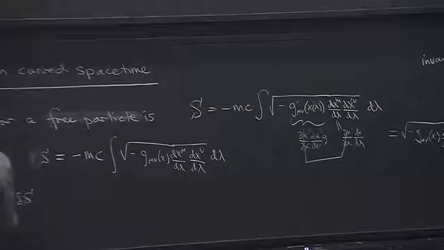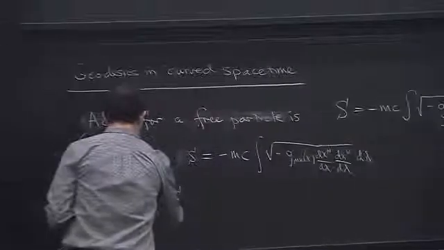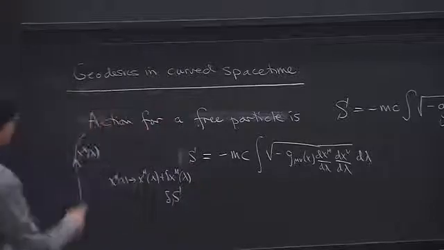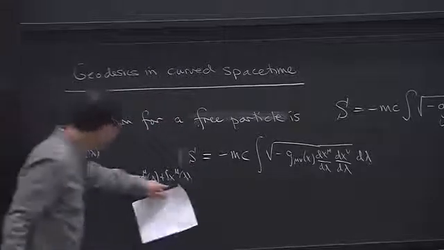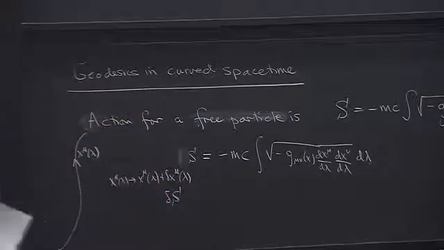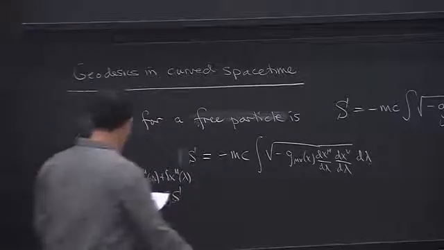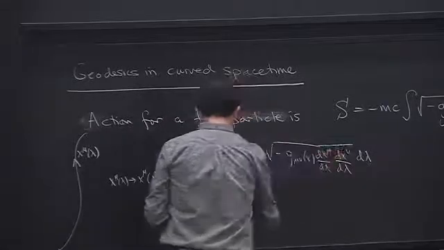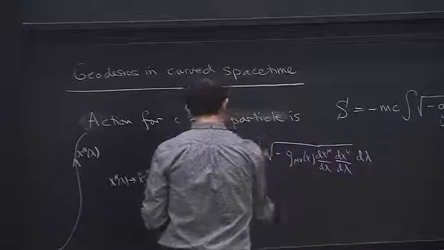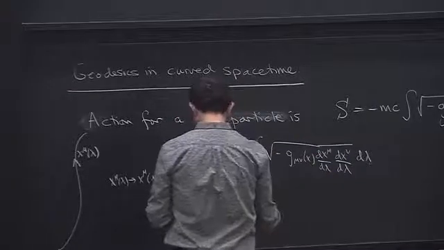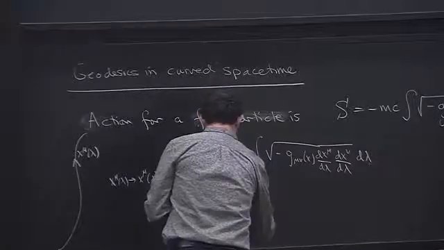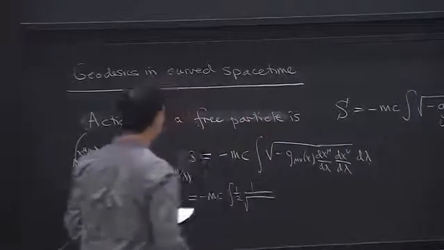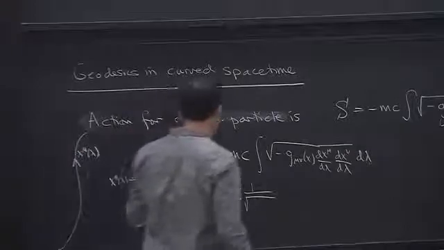So variation means x mu of lambda goes to x mu of lambda plus delta x mu of lambda. Okay, I consider some slightly different path, and then I work out how the action changes to first order in delta x mu. So this is equal to minus mc. Got to vary the square root, so I get 1/2. I get 1 over the square root. And then I've got to vary the stuff inside the square root.